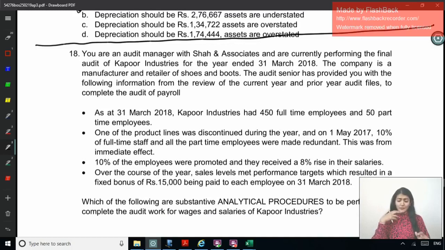One of the product lines was discontinued, and on 1st May, 10% of the full-time staff and all the part-time employees were made redundant. This was for immediate effect. 10% of the employees were promoted and they received an 8% rise in their salary.